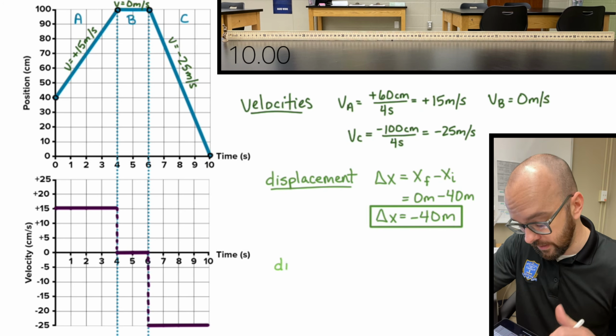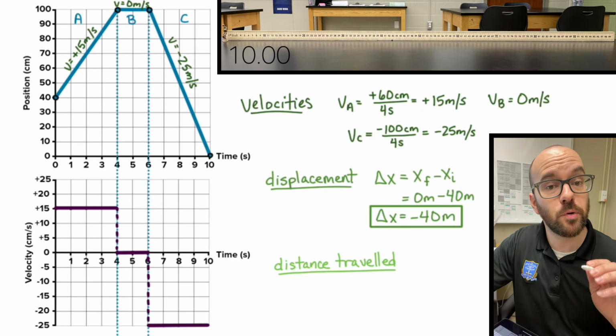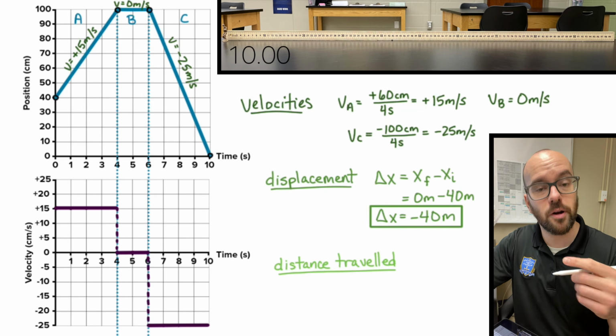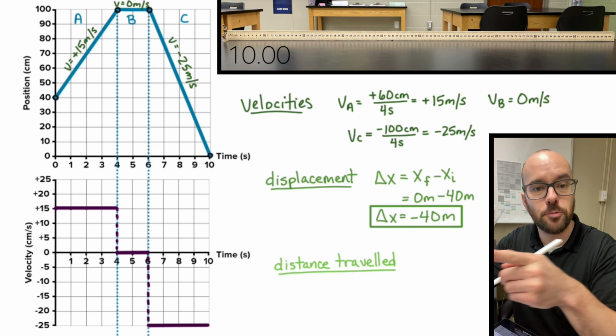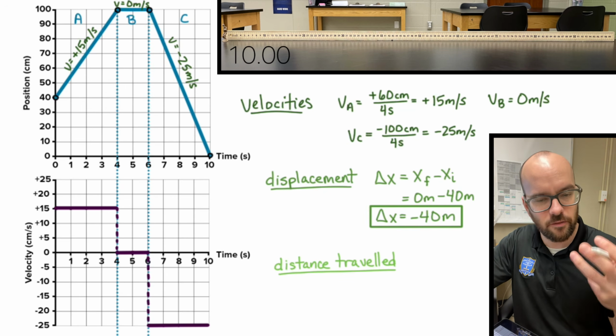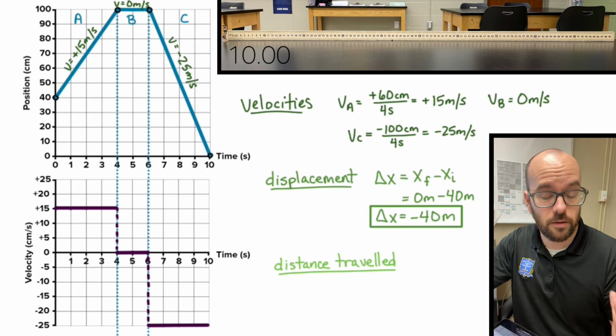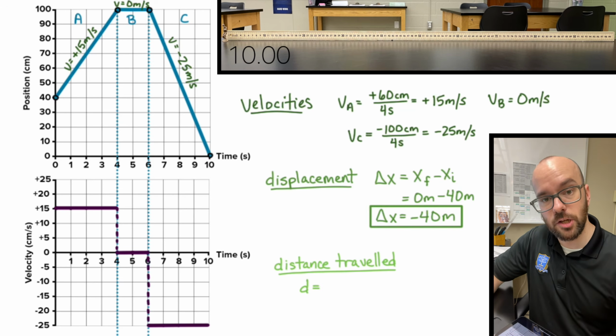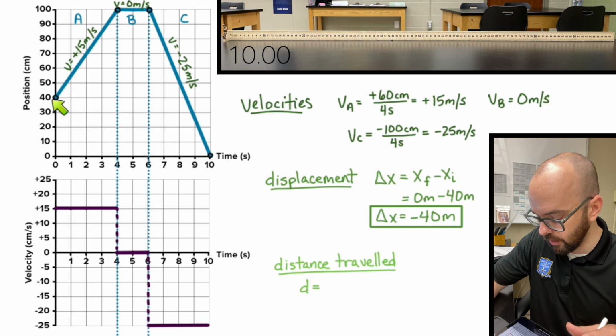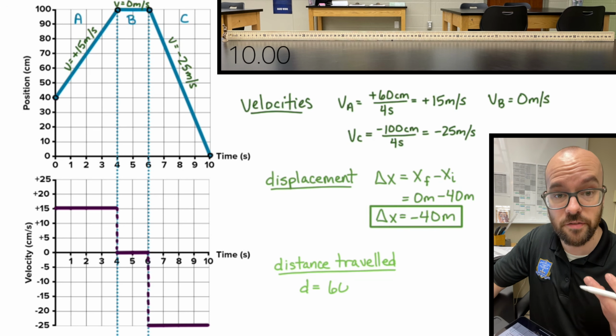Finally, we'll calculate the distance traveled. Now the distance traveled, we do care about the path that it takes. We're going to add up how far it traveled during each part of its path. In other words, what's the length of the whole path that the object took. So I'm going to find the distance it traveled during each interval and add them up. So in the first interval, it moved from 40 to 100 centimeters. So that's going to be a change of 60 centimeters.